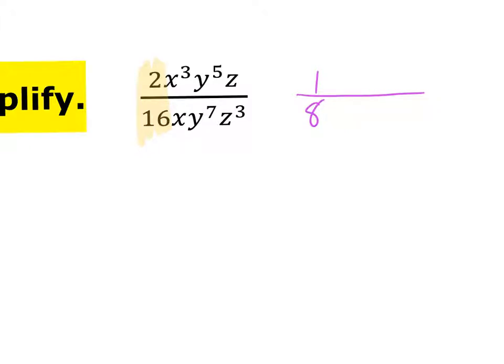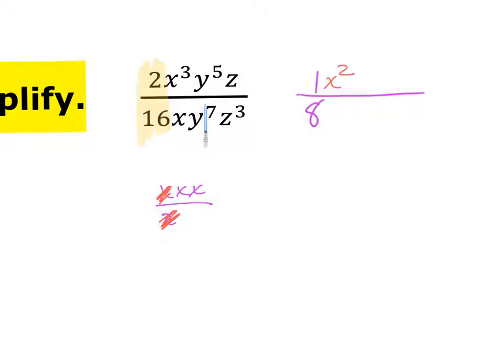Now, if I have 3 x's on top and I have 1 on the bottom, every one that's on the bottom that has 1 on the top divides away. If you need to see this, imagine this. You have 3 on top, 1 on the bottom. One of them divides away, you're left with 2 on top.